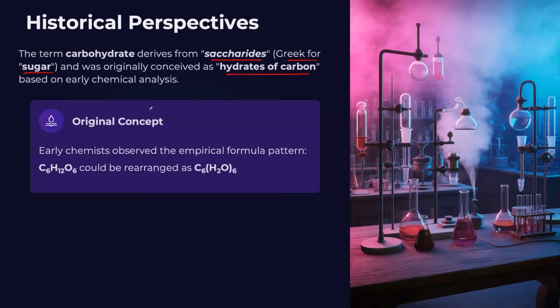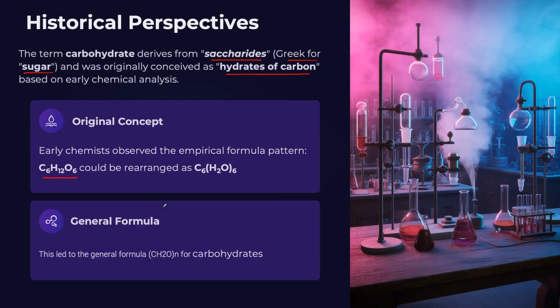So the original concept by chemists was that if you take glucose as an example, here is the chemical formula: 6 carbon, 12 hydrogen, and 6 oxygen. Now we can rearrange this as C6(H2O)6. That means we can consider this as hydrates of carbon: 6 molecules of water and 6 carbon. Therefore, the term carbohydrate originated, which unfortunately is not true today.